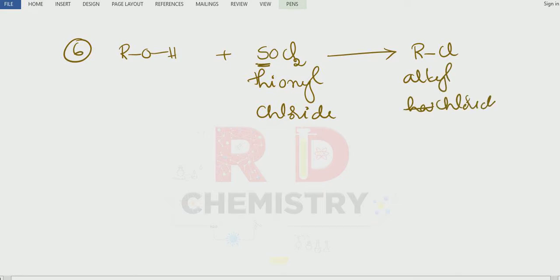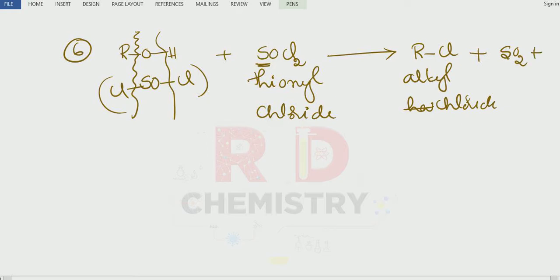So what I'll do now, I'll split this SOCl2 into SO, then Cl and Cl, and write it down below the ROH. I'll break the molecule into 3 parts. So first part is RCl, second part is SO2, sulfur dioxide, and third part is HCl. Now this is one of the important preparations for alkyl chloride, starting with the alcohol, because sulfur dioxide gas escapes. HCl is also a gas. On heating, it will escape as HCl gas.